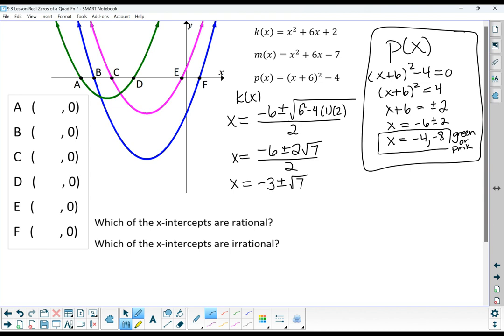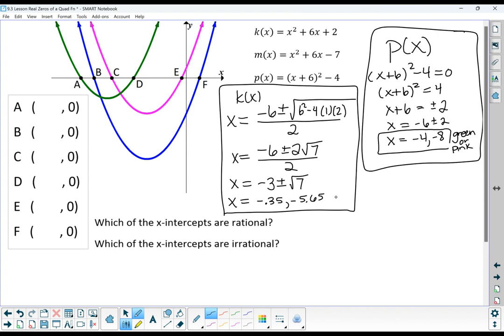Now I'm just going to calculate the decimals for a second, figuring out the decimals to help me place them on the graph. That one is -0.35, and the other one is -5.65. So I can see that I also got 2 negatives again for my x-intercepts, for my zeros. So because of that, I know this one is also pink or green.